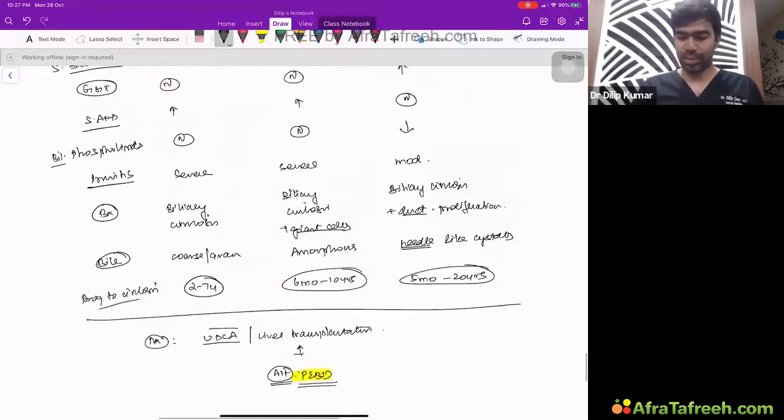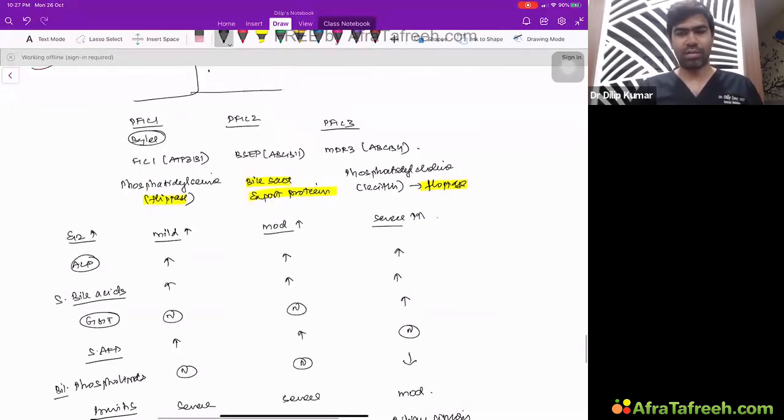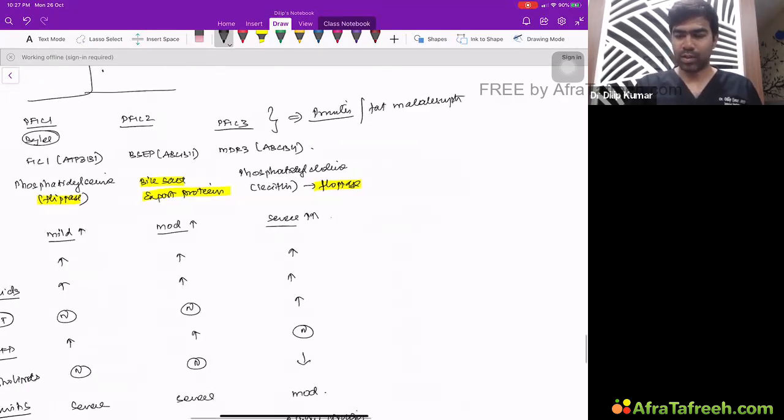Almost all of these patients will have cholestasis. Because of cholestasis, they will have pruritus, which is very common. And second, most of these patients will have fat malabsorption along with vitamin K deficiency, which can result in bleeding also. Vitamin K deficiency.